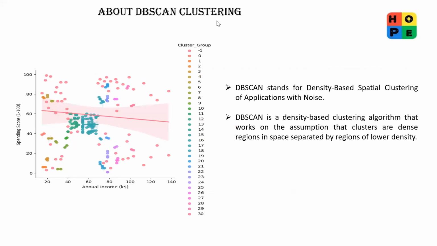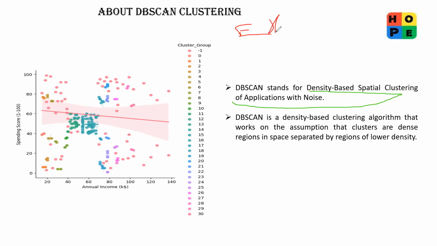Let me quickly go to this DBSCAN algorithm and clearly explain what is what. The expansion of DBSCAN is Density-Based Spatial Clustering of Applications with Noise. When we say noise, I would like to give more clarity about this particular term, because if you look at any data set, we have extreme values.